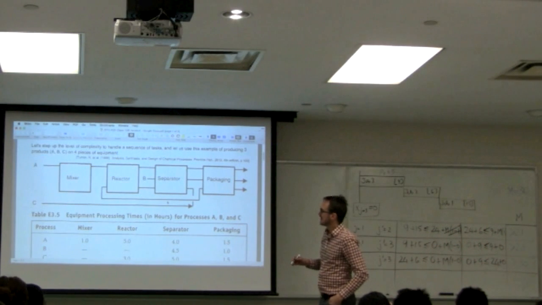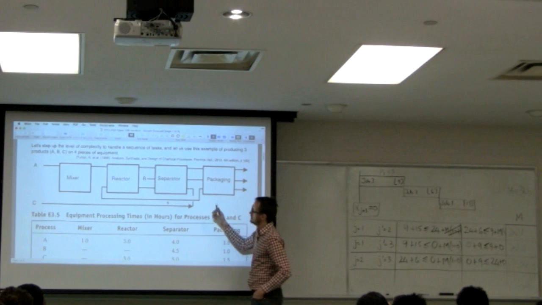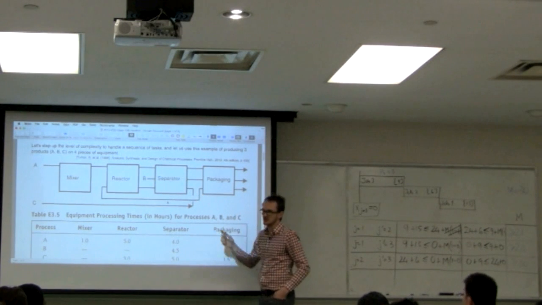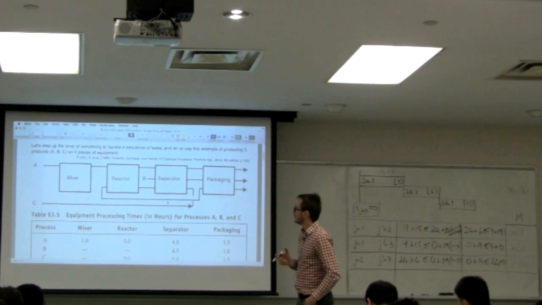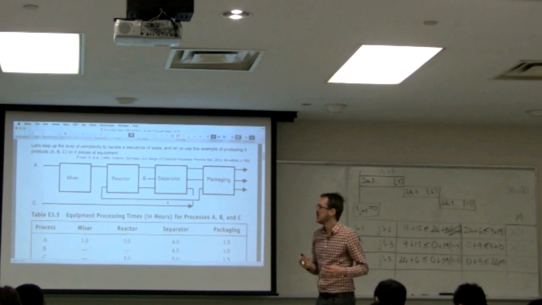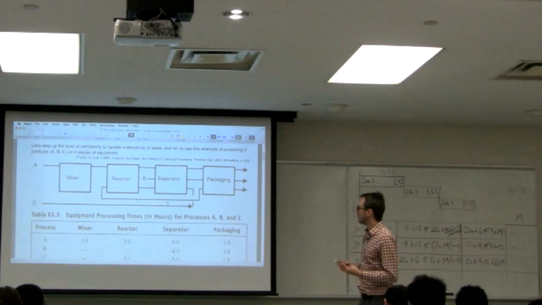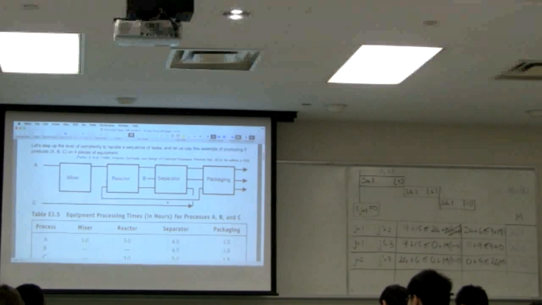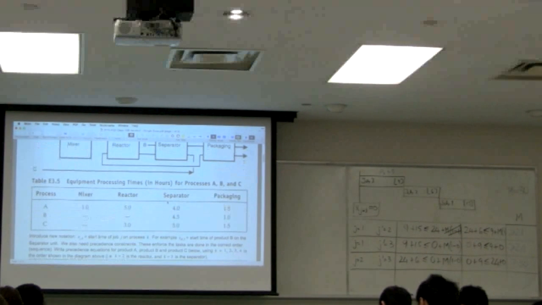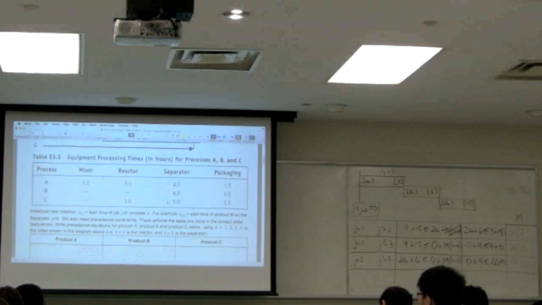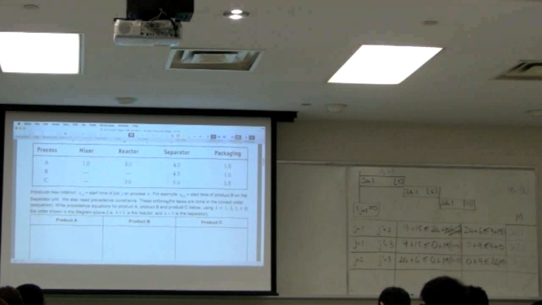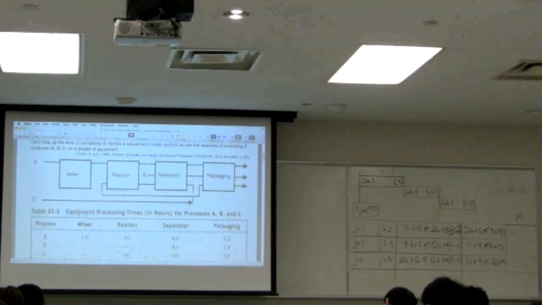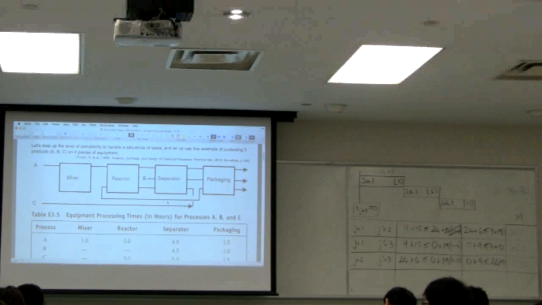So let's take a realistic problem here. We've got a mixer, reactor, separator, and packaging unit. And we're producing three products, A, B, and C, on 4 units. And there are their processing times for each of the products. So product A, of course, requires the mixer for 1 hour, then the reactor, then the separator, and then the packaging line. What I want to build up here in the next few minutes is the way that we write this problem in GAMS.